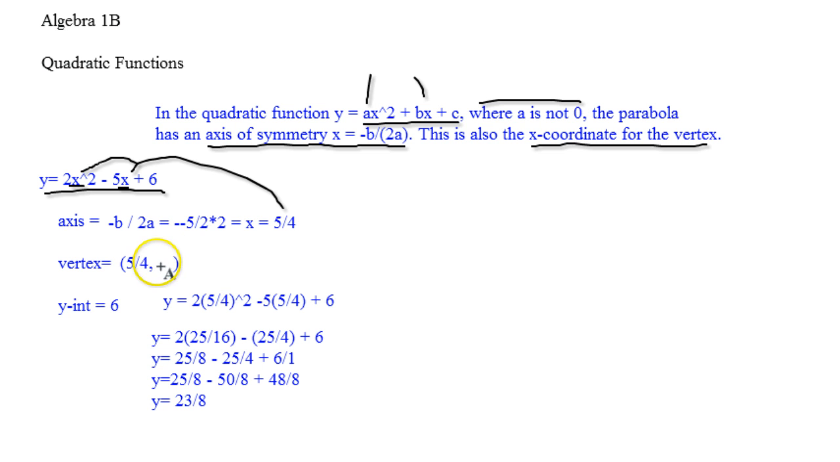So now I know what the y-coordinate is going to be. It's going to be 23/8. Voila! Not only do I have the axis of symmetry, which is x equals 5/4, but I also have the vertex, which makes my job a lot easier. And I also have the y-intercept of this actual graph. Okay?